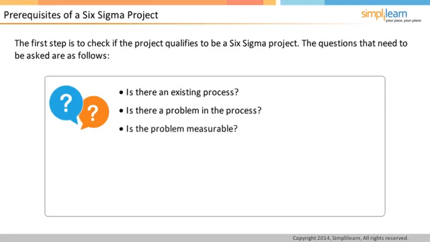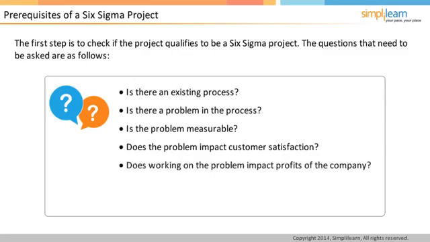Is the problem measurable? The problem has to be measurable in order to assess the root cause and the impact of the problem on the process. Does the problem impact customer satisfaction? If the problem affects customer satisfaction, an action needs to be taken immediately, else the customer may start finding alternate products or switch to competitors' products.